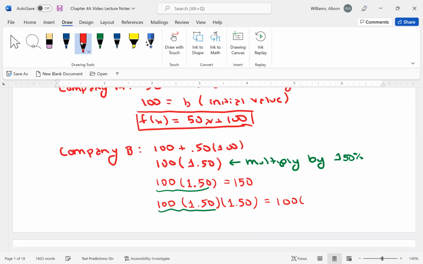Or a better way of writing that is 1.50 squared. Okay, I think that makes a little bit more sense to say it that way. And if I were to do it again, I would take then this giant number I have here, 150 times 150, and times it by another 150 on the third year, which is going to give me 1.50 cubed. Okay, so that comes out to 225.